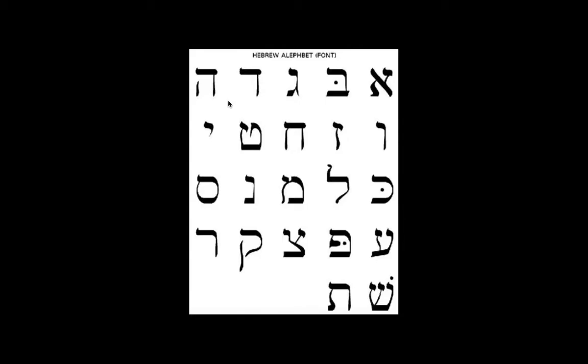Let's review again. Aleph, Bet, Gimel, Dalet, Hey, Vav, Zayin, Chet, Tet, Yud, Kaf, Lamed, Mim, Nun, Samech. I believe this letter is used to spell the word Sameach. So when you come upon a holiday or a festival on the Hebrew calendar, you would say Chag Sameach, which means happy celebration or good celebration. Okay, let's go to the next letter.